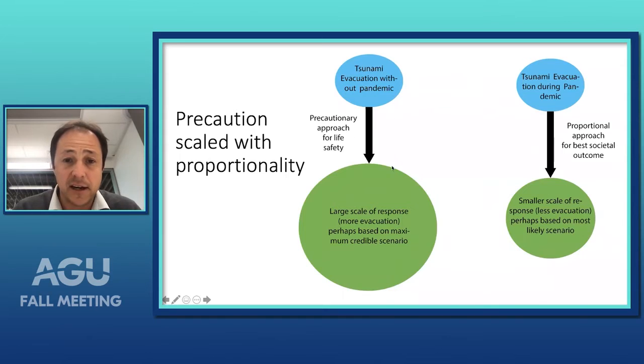On the left-hand side is the precautionary approach. Say if you have a tsunami evacuation without a pandemic, then you can have this large scale of response. You can have widespread evacuation, and that's perhaps based on a concept that we call maximum credible scenario or maximum credible event, and I'll discuss that in a subsequent slide.